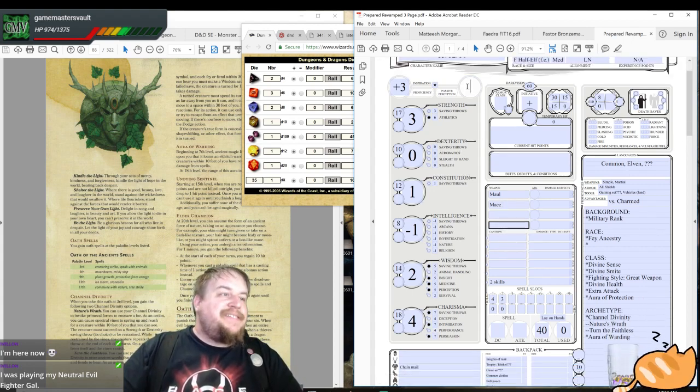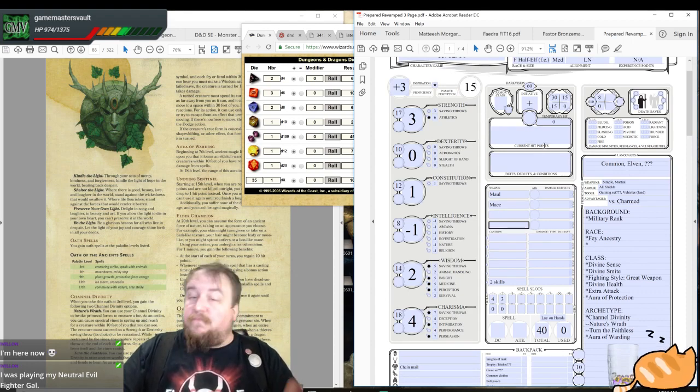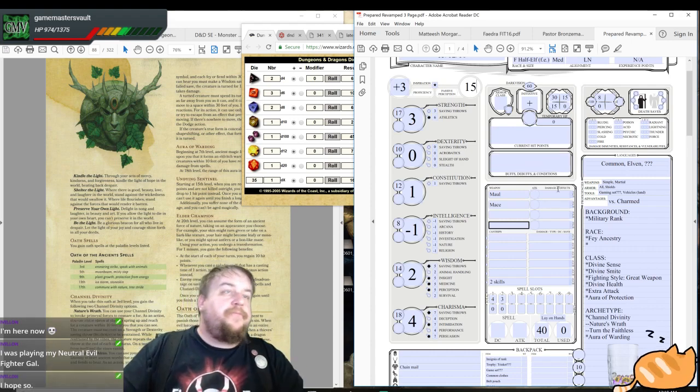Passive perception is 10 plus your perception modifier, so hers is going to be 15. She is aware of what's happening around her.